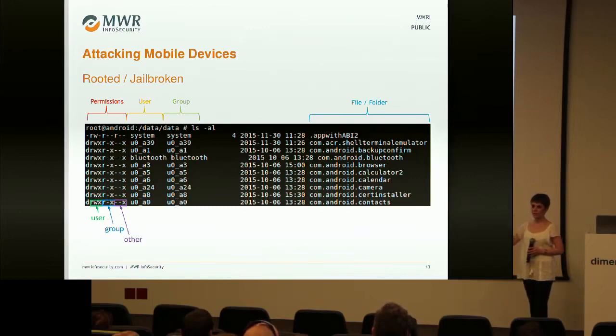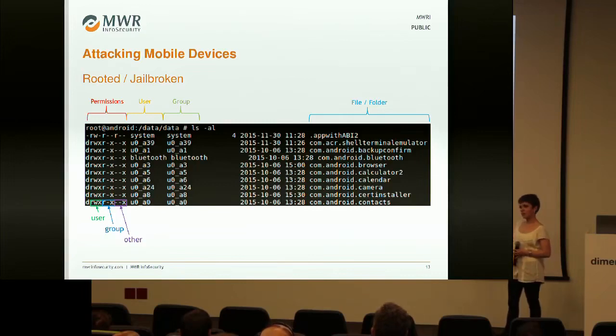A directory is a file that contains a list of files. So being able to read it means you can see what files it points to. Being able to write to it means you can add a file there. And being able to execute it basically means you can traverse it. Now, Android also acknowledges a user, group, other system. So a user is the person who owns the file, and you can define certain permissions for somebody who owns the file.